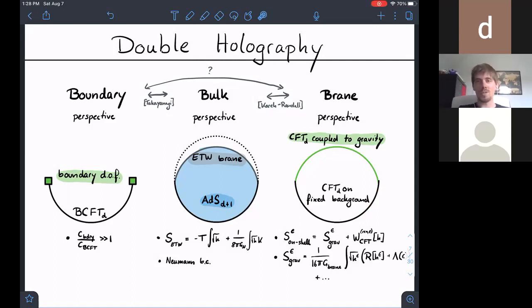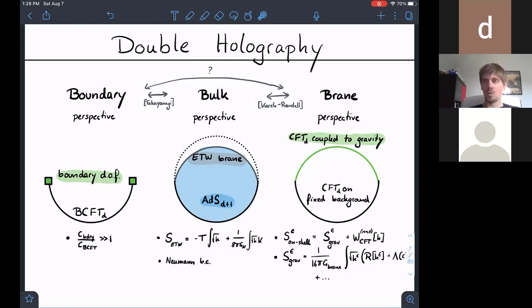One way to convince yourself is you look at the on-shell action in the bulk perspective, and you just see that you can rewrite this as essentially a CFT partition function, where the CFT is really only an effective CFT because it has a cutoff, plus some gravitational action, which at leading order looks like standard Einstein gravity in an AdS space, and then there are smaller subleading curvature corrections, which can also be computed.